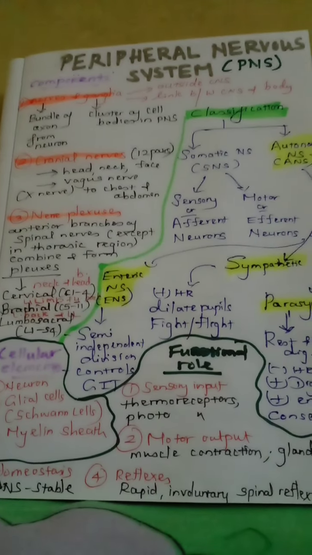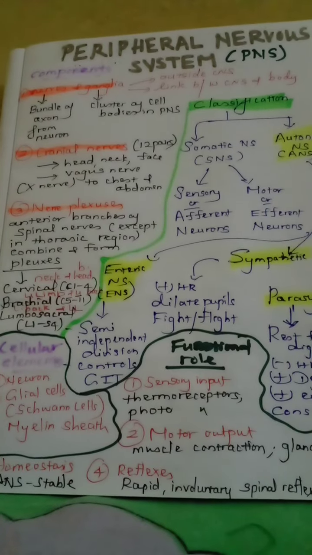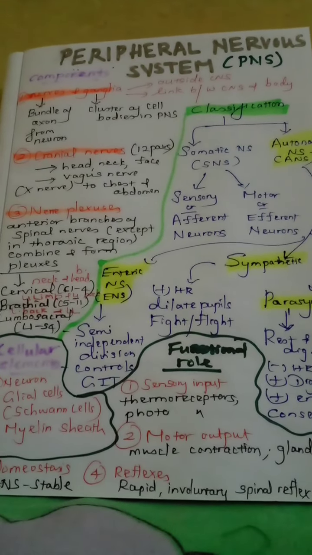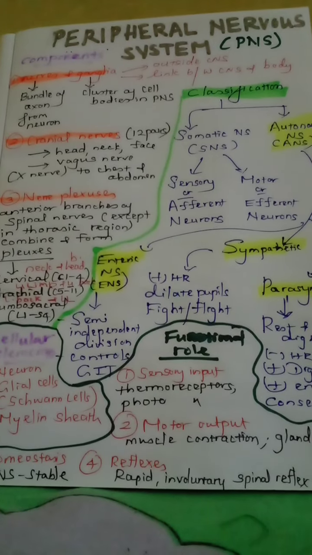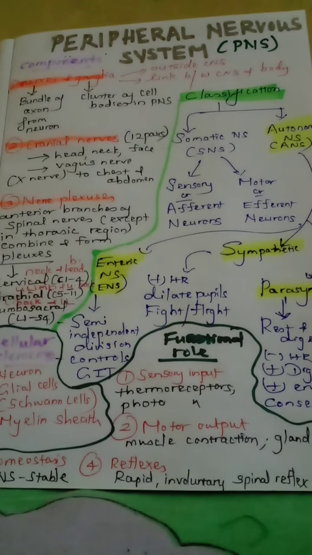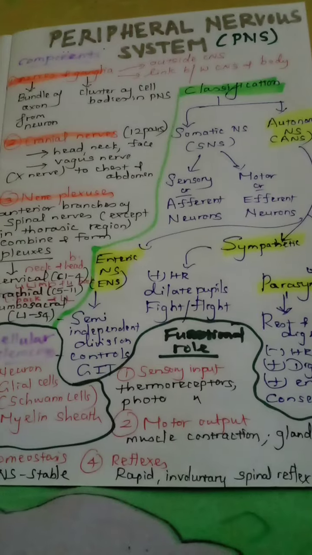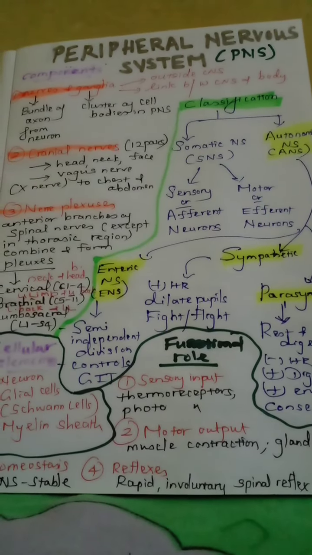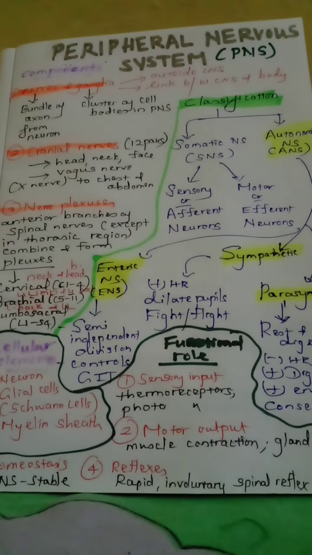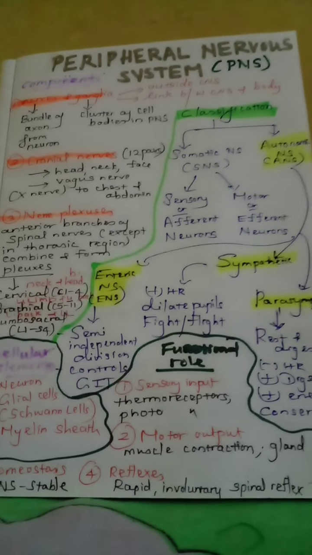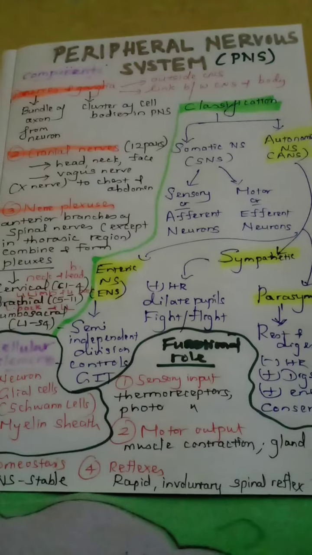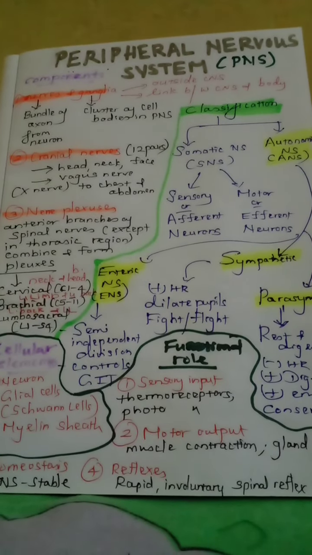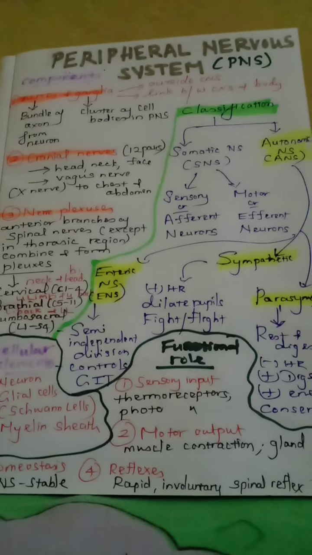So, do we have different types? Of course. The two main types of the PNS are the SNS and the ANS. SNS refers to the somatic nervous system. ANS refers to the autonomic nervous system. When considering the somatic nervous system, it includes two types of neurons: the sensory neuron, which receives the impulses, and the motor neuron, which sends the action with respect to the impulse or the stimulus.